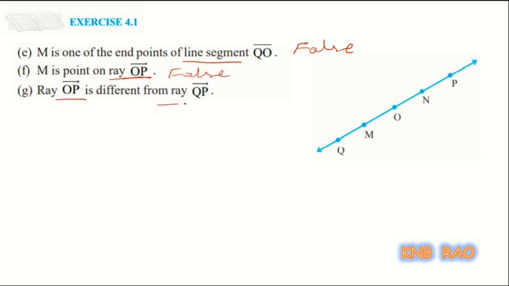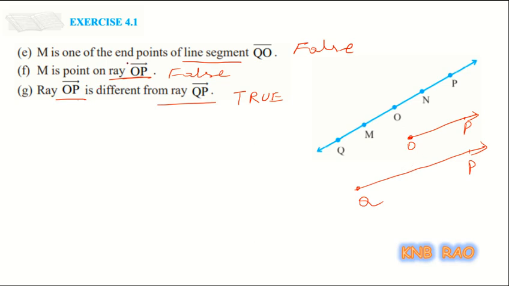Ray OP is different from ray QP. Ray OP and ray QP, yes, they are different. Children, for ray OP the initial point is O, and for ray QP the initial point is Q. Remember, they are not the same, they are different.